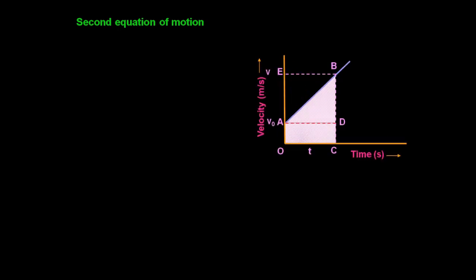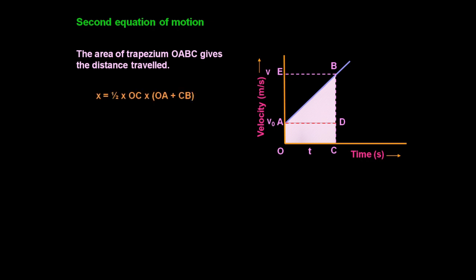And now let us try to learn the second equation of motion from the graph. From the same graph, if we find the area of this trapezium OABC, it is half into base into sum of the parallel sides. Half into base is OC into sum of the parallel sides. Parallel sides are OA and BC. So OA plus BC, which is the formula of area of trapezium: half into base into sum of the parallel sides. OA and CB are the parallel sides.